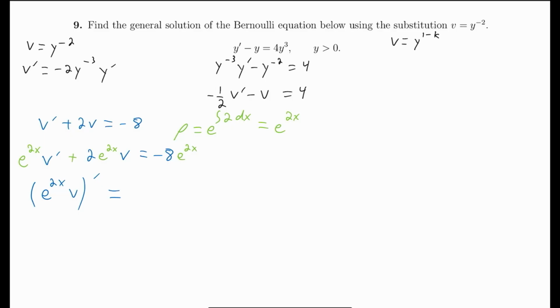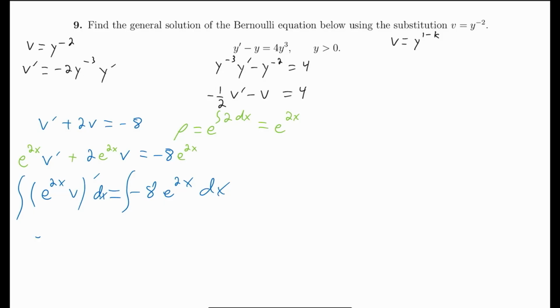So that right-hand side just stays negative 8e to the 2x. Now we need to work on getting v, right? Because our ultimate goal here is to get y, but right now y is in terms of v. So we can start integrating. We've got a derivative here, so integrate both sides with respect to our independent variable x.